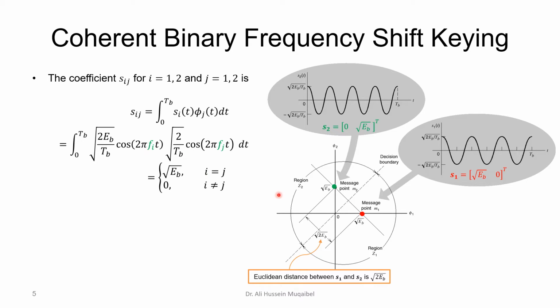So these are the bases, and we see that what's important here is in the constellation diagram how far apart these two are, because that will determine the performance of binary frequency shift keying. We'll assume that we are dealing with coherent detection, so the receiver knows exactly the phase and can compare with the basis function.